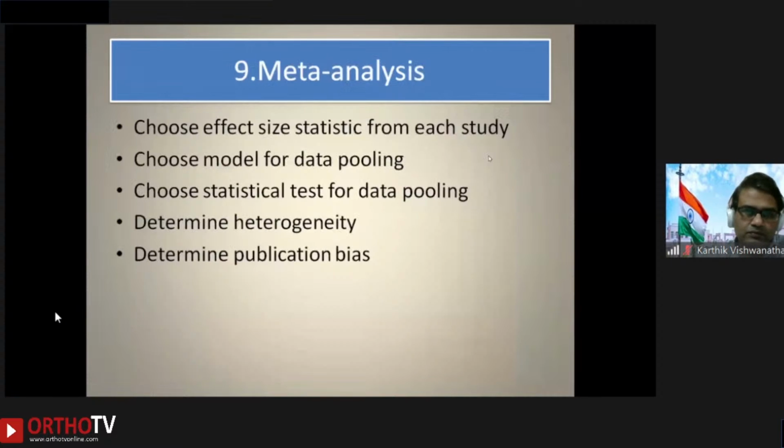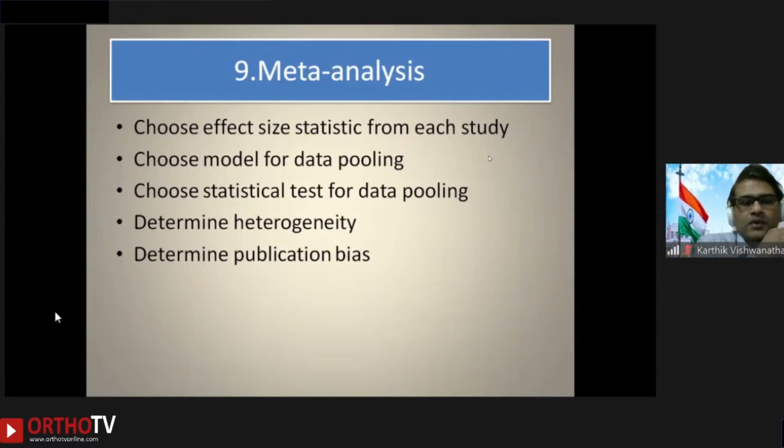Meta-analysis is another type of study which is important. We have to choose the effect size statistics. So if it is a binary endpoint, we use relative risk. If it is continuous data, we use mean or standard deviation. We also have to look for heterogeneity. So if the heterogeneity is less than 25%, we use a fixed effect model. If it is more than 25%, we use a random effect model.